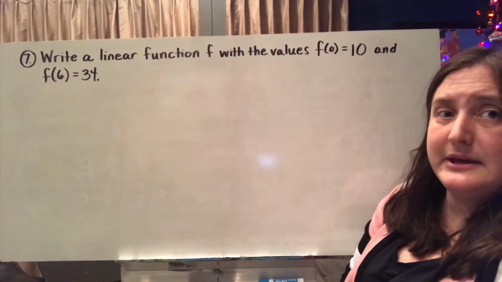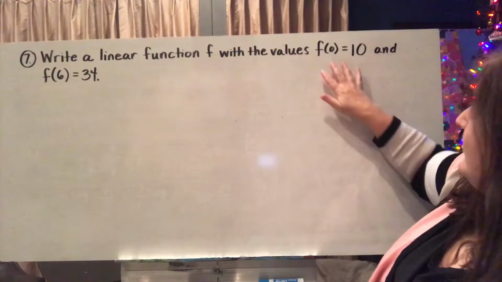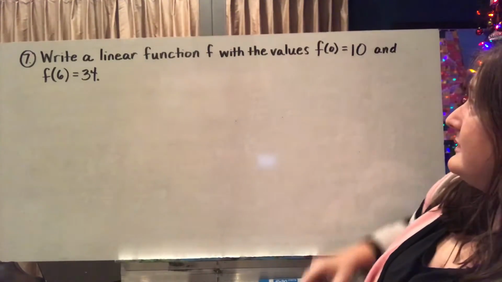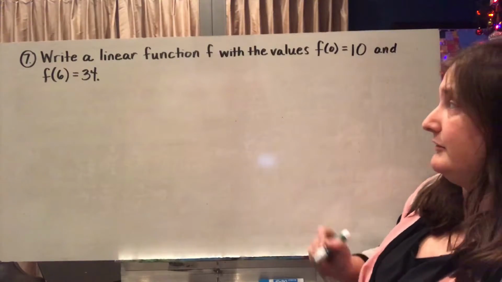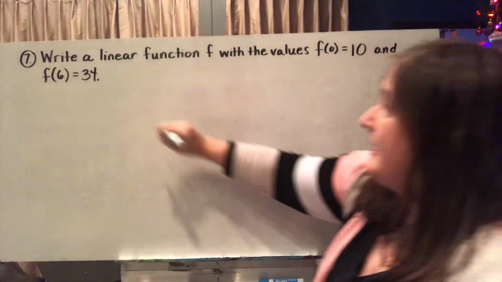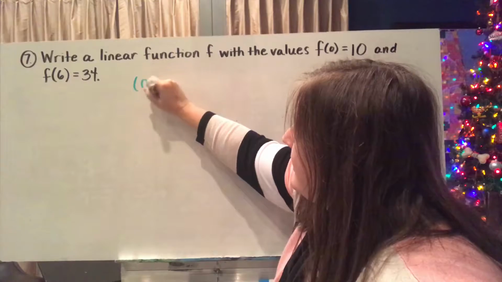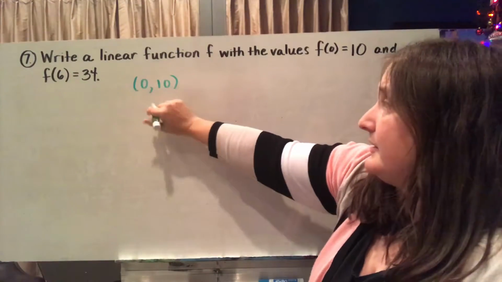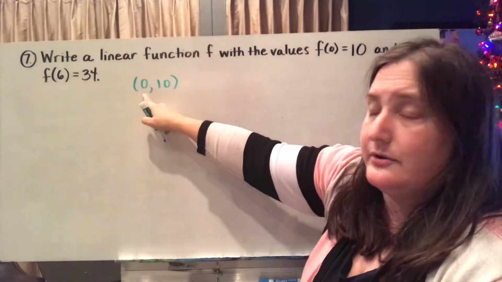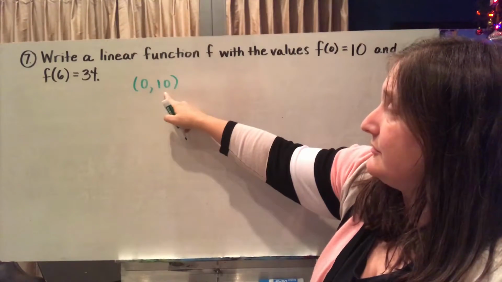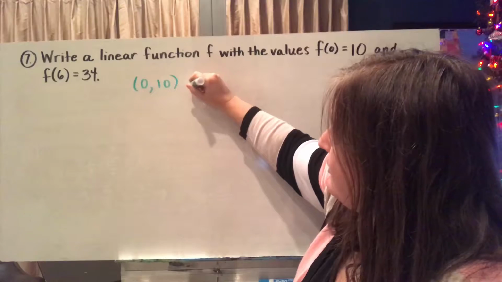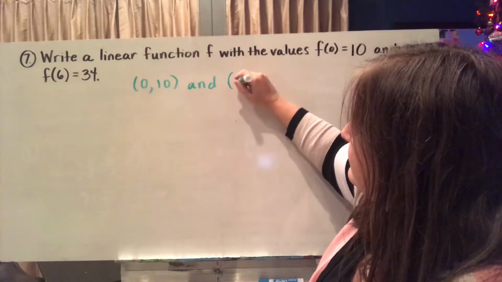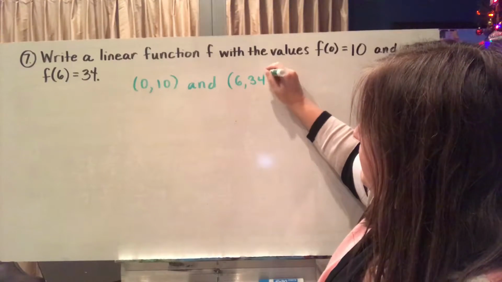So this time I'm being given 2 points, but they're in function form right now. This point represents an input of 0 and an output of 10, or I can rewrite this point as (0, 10). This is also going to be my y-intercept because it starts with a value of 0, so I know it's on the y-axis, and it will intersect at 10. My other point here has an input of 6 and an output of 34, so (6, 34).